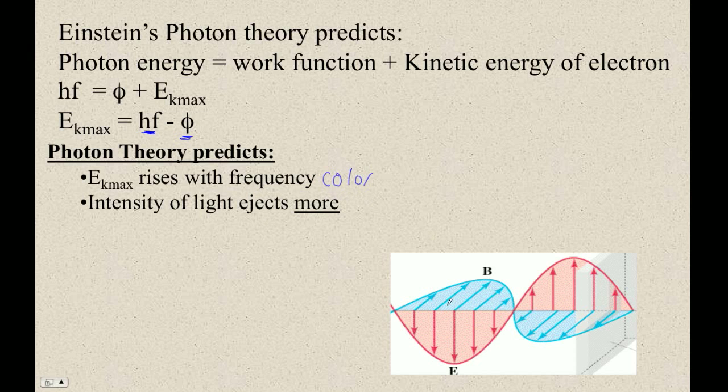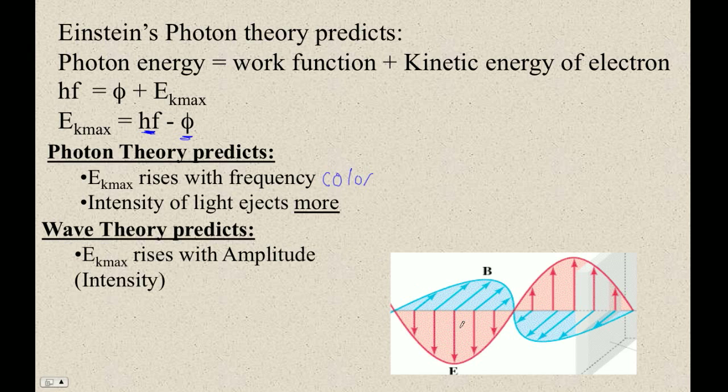The wave theory, and this is a picture of light represented as a wave, predicts that the amplitude matters. If you make a bigger electric field, then the electric field is what's ejecting the electrons. So therefore the kinetic energy will rise because the electric field will be bigger with a bright light. Frequency shouldn't matter. Wave theory predicts that the frequency doesn't matter.